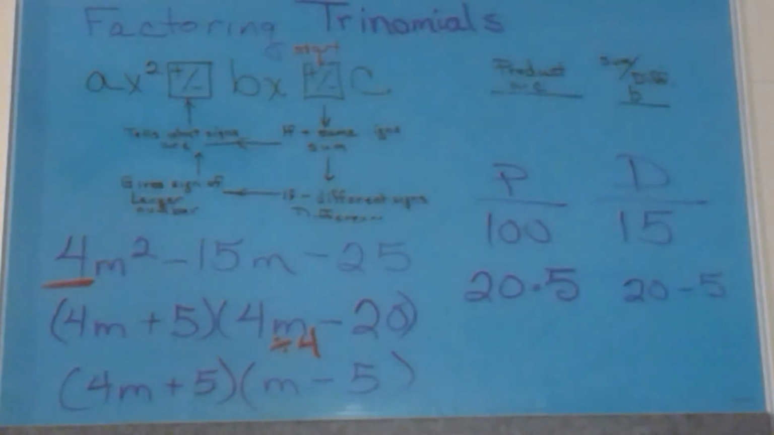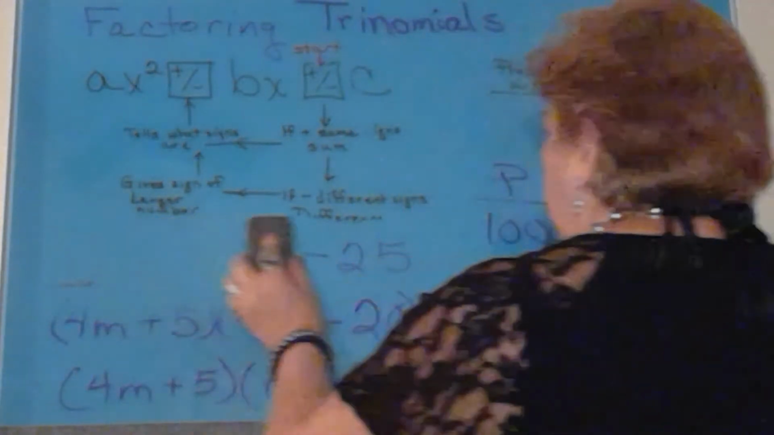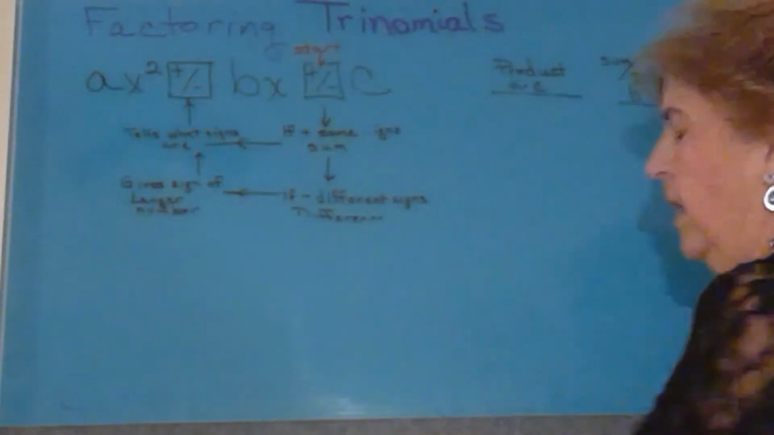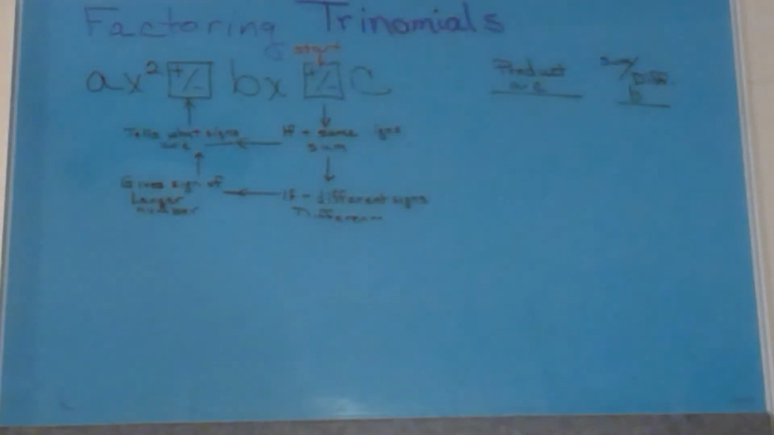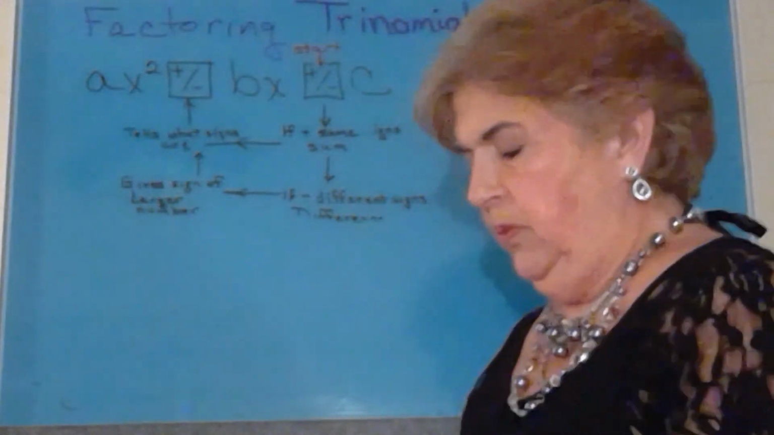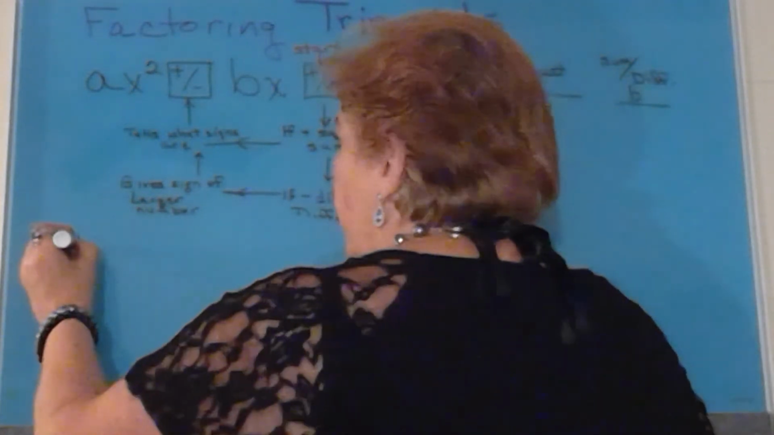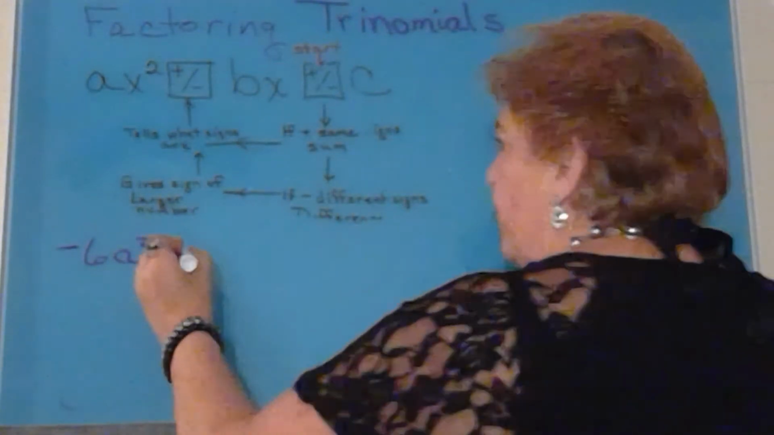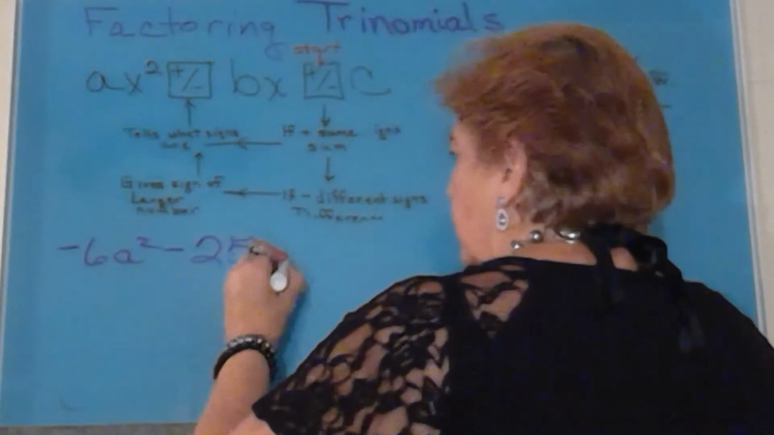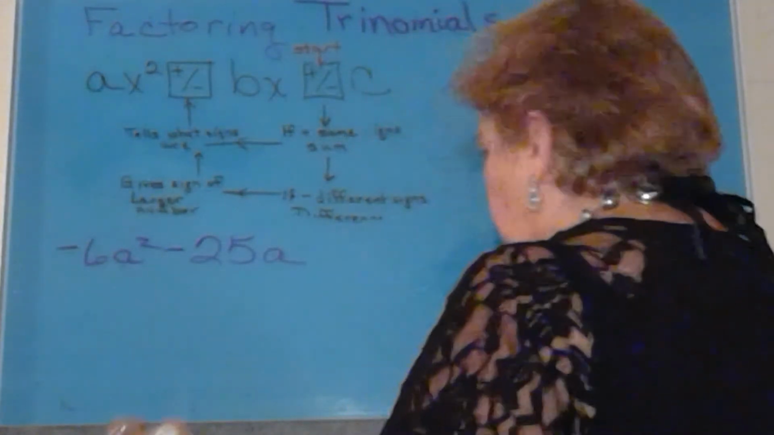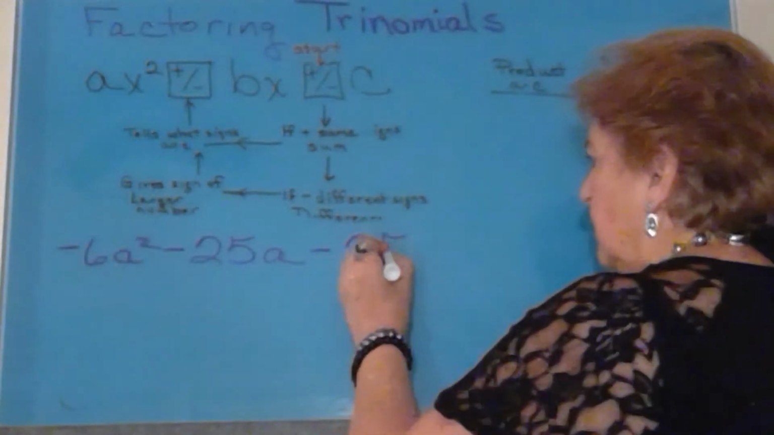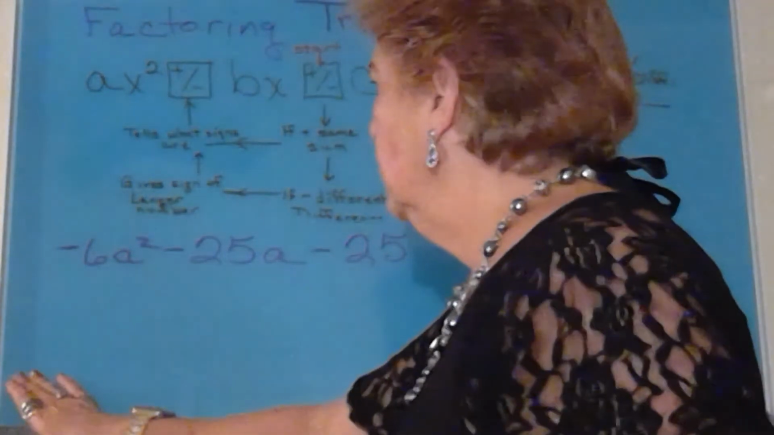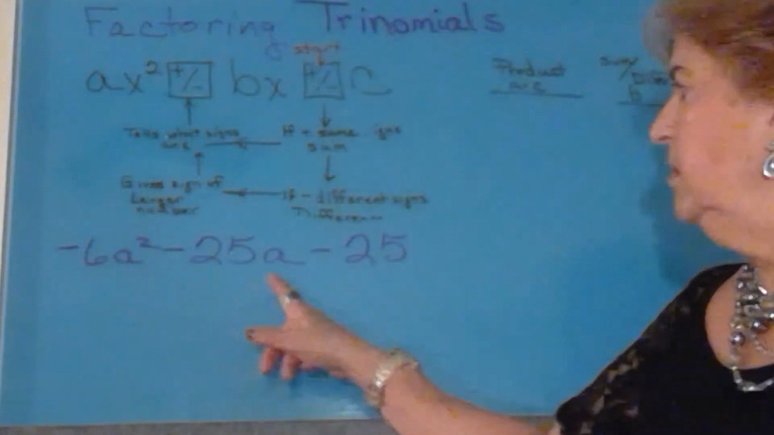I have one more example that I want to work with you. It has something that often causes students difficulties. We have a negative 6a squared minus 25a minus 25. Well, there's no number that will go into 6 and 25.